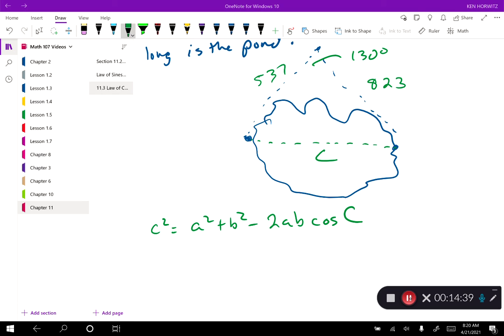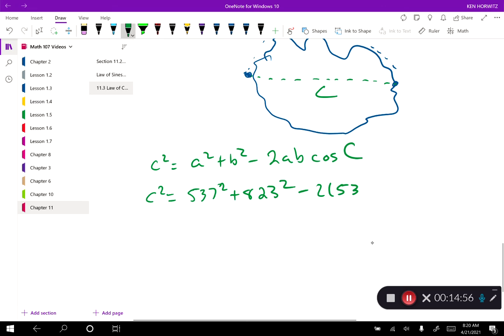All right, so hopefully you inserted the numbers. I got C squared equals 537 squared plus 823 squared minus 2 times 537 times 823 times the cosine of 130 degrees. All right, at this point, it is unreasonable to expect to compute 537 squared by hand. So let's use a calculator to finish. Pause the video, and I'll give you the answer on the back end.